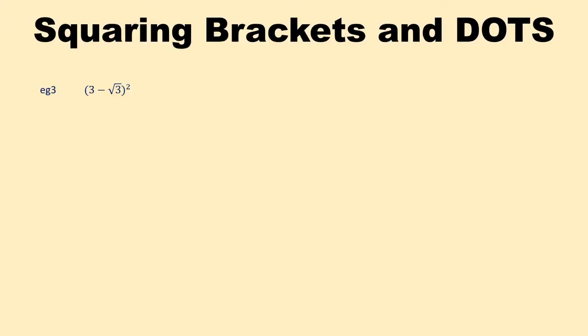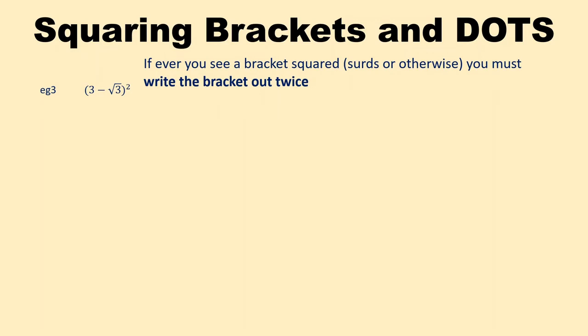Going on to squaring brackets, which you should have also seen when we were working with quadratics. You should know that when you need to square a bracket for any type of expression, surds or otherwise, you should always write that bracket out twice. So I'll do 3 minus root 3 times 3 minus root 3. That's going to make sure that I follow the rainbow and I multiply each of these terms together correctly, not just squaring the first term and squaring the last term.